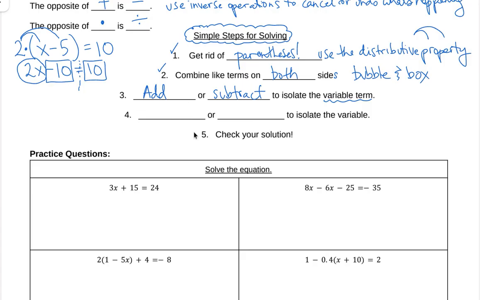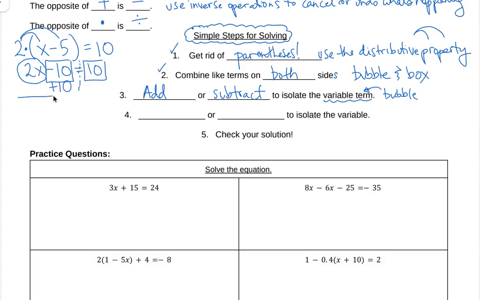So first of all, what is the variable term in this equation? 2x minus 10 equals 10. Well, the bubble is the variable term. So the variable term, if you do your box and bubble the way we've learned how to do it, would be in the bubble. Okay, so we identify the bubble and we want to isolate, which means we want to get it all by itself. So right now, who's hanging out with this variable term? This minus 10. All right, so what is the opposite of subtracting 10? Well, that would be to add 10.